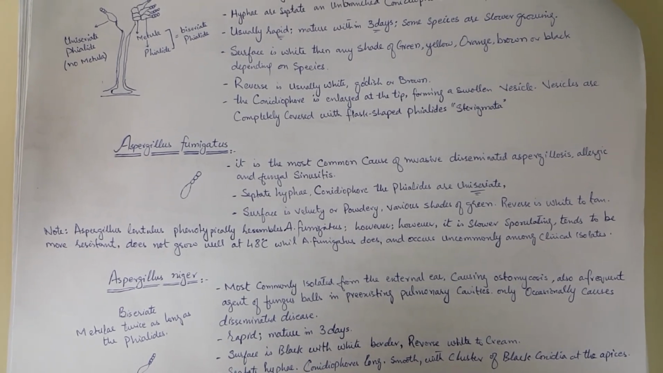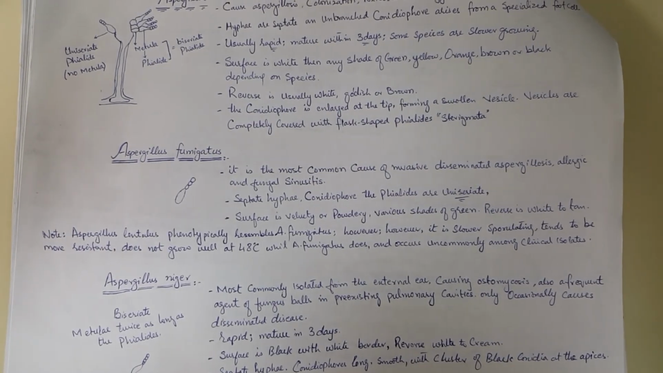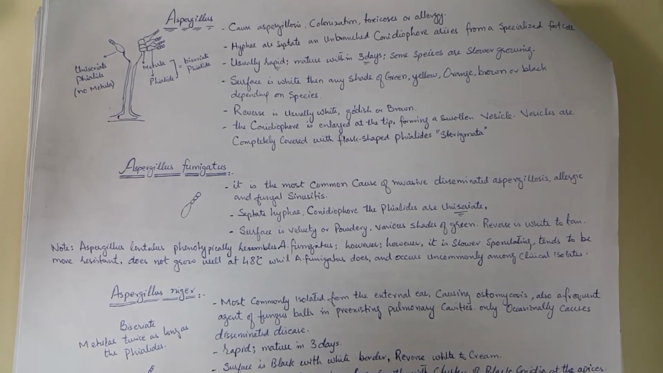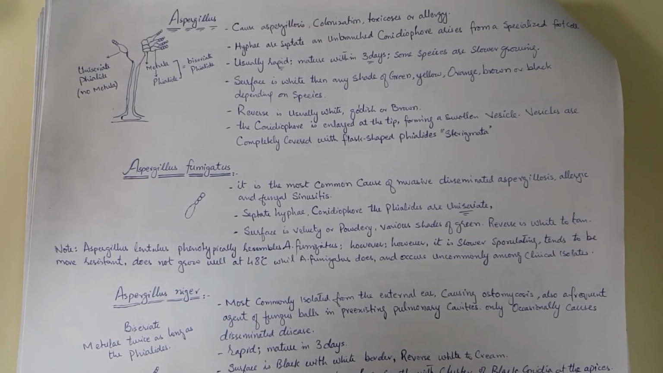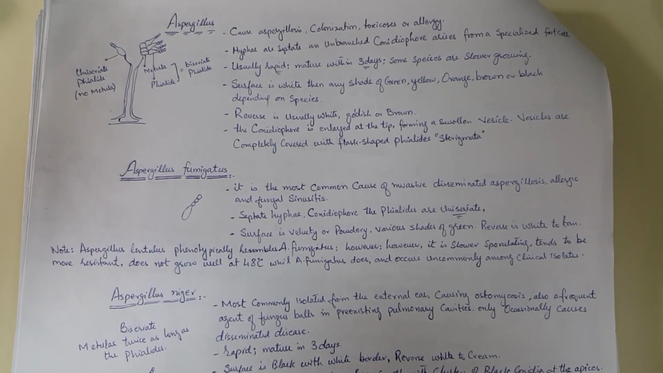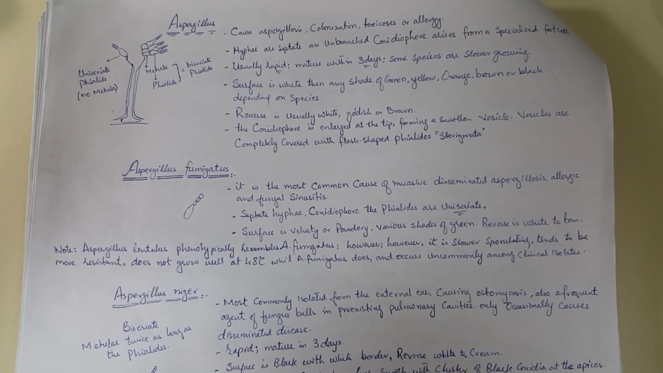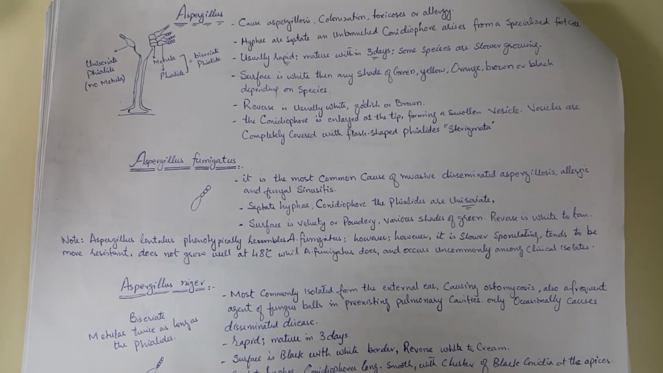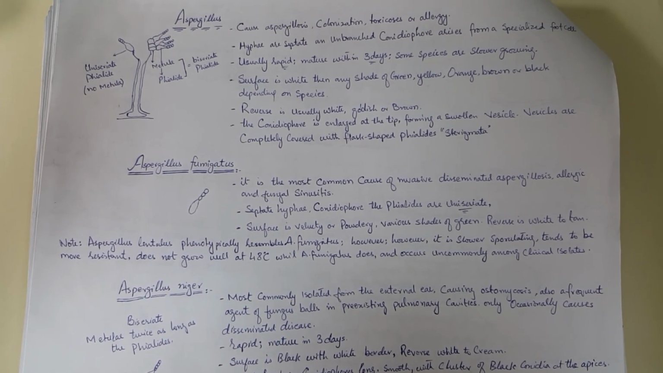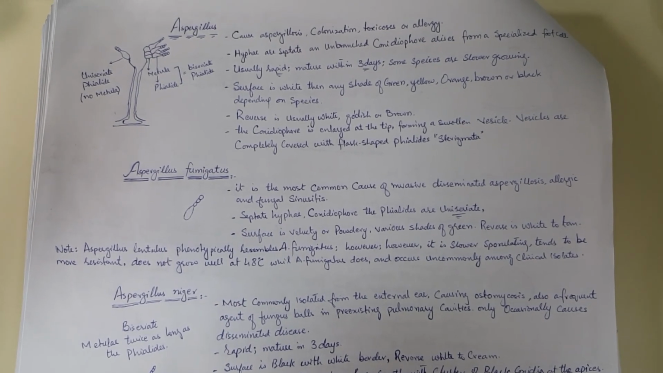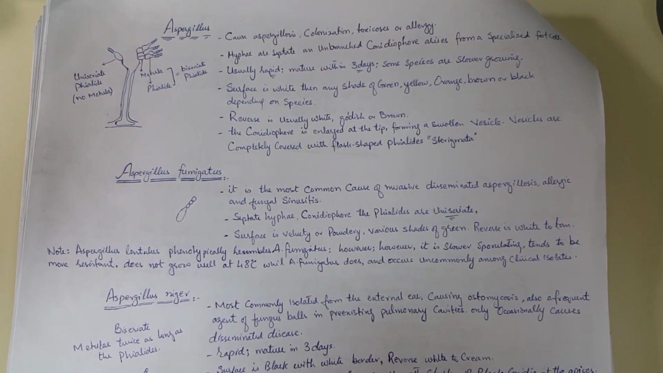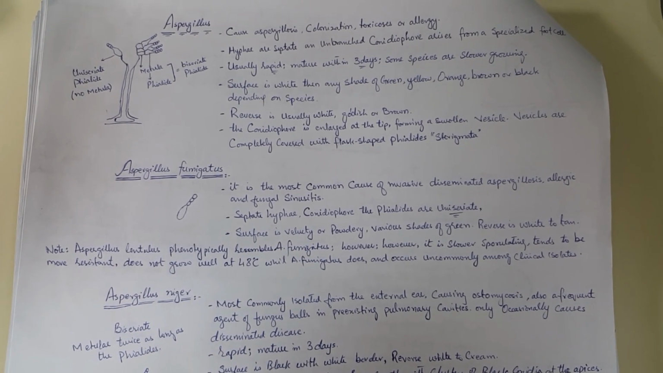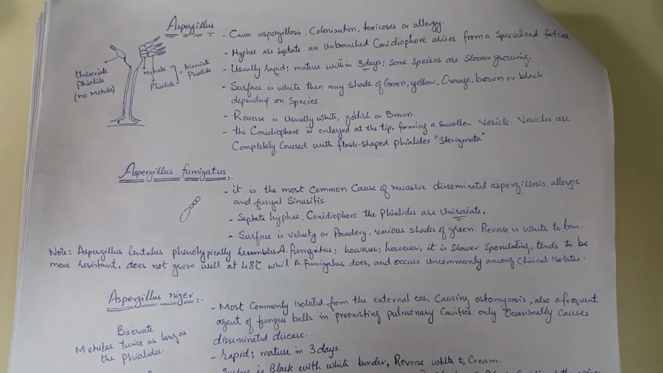Aspergillus fumigatus is the most common cause of invasive disseminated aspergillosis, allergic and fungal sinusitis. The hyphae are septate, and the conidiophore and phialides are uniseriate, which differentiates this organism from the rest of the species of Aspergillus. The surface is velvety and powdery, in various shades of green, and reverses white to tan. Note that Aspergillus lentulus phenotypically resembles A. fumigatus. However, it has slow sporulation, tends to be more resistant, does not grow well at 48 degrees centigrade, while A. fumigatus does, and occurs uncommonly among clinical isolates.